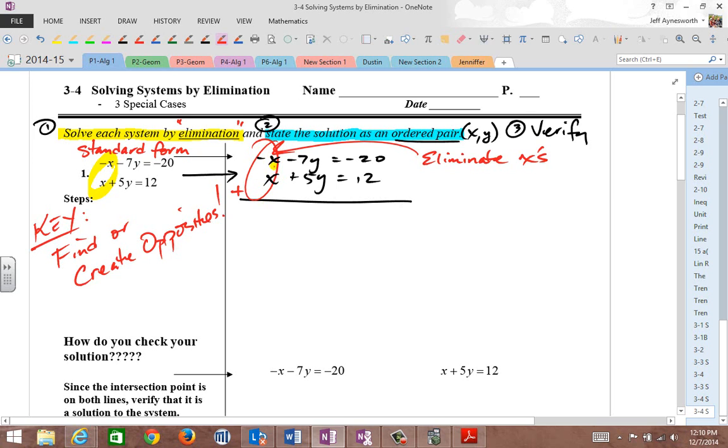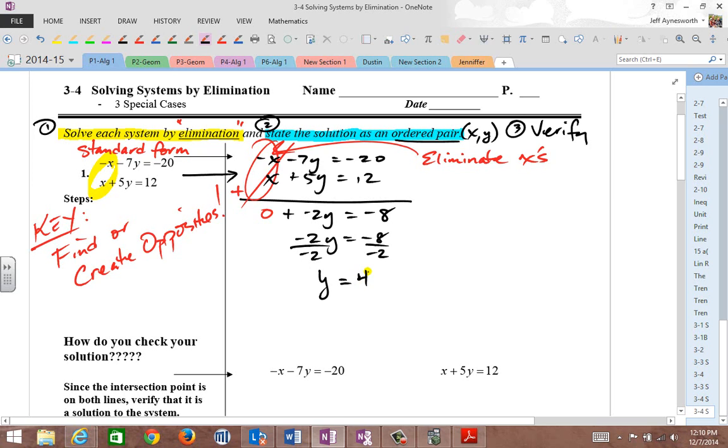Add the x's, negative x plus x, that cancels to 0. You can cancel them out like that, if you like. Adding the y's, negative 7y plus a 5y is a negative 2y, so plus a negative 2y. And then add vertically here, negative 20 plus 12, well, that'd give you a negative 8. Of course, 0 plus negative 2y is just negative 2y equals negative 8. Divide by negative 2, and solving for y, you get y equals 4.